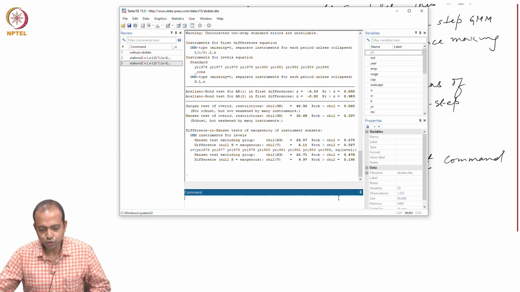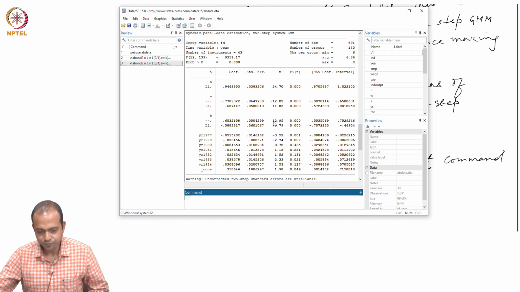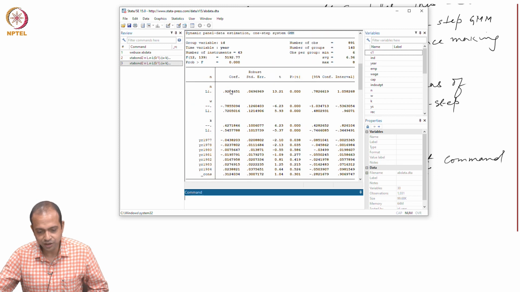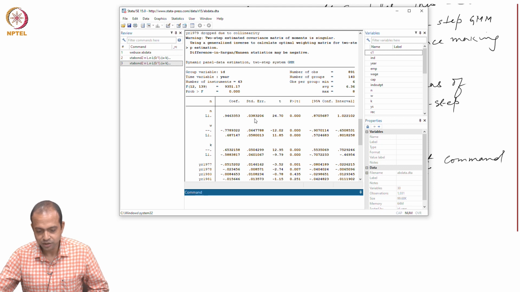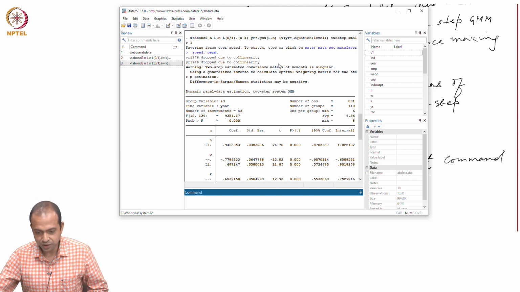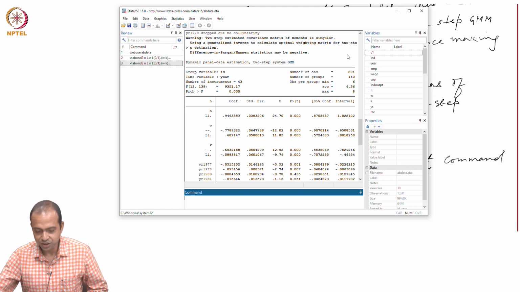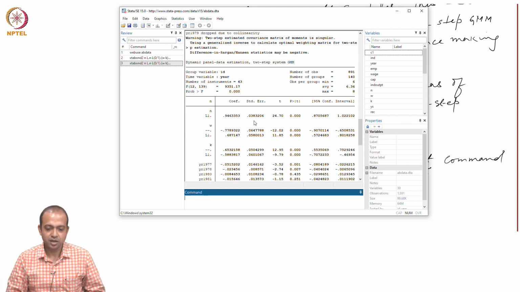Okay. So, when I put two step, then what is my coefficient? Coefficient is 0.94, which was earlier 0.92. Now, I will compare the standard error. This is 0.06, but look at this, it is 0.03. Okay. So, when I put two step without any correction, then I am getting 0.03, right.